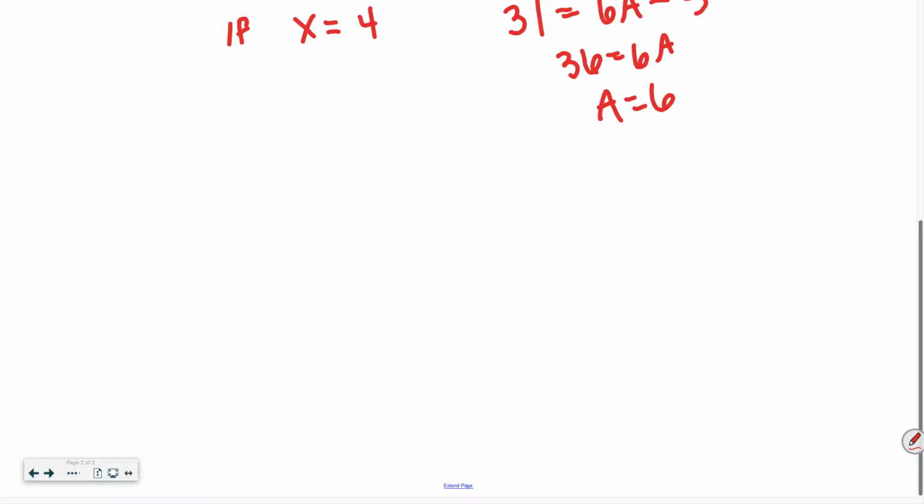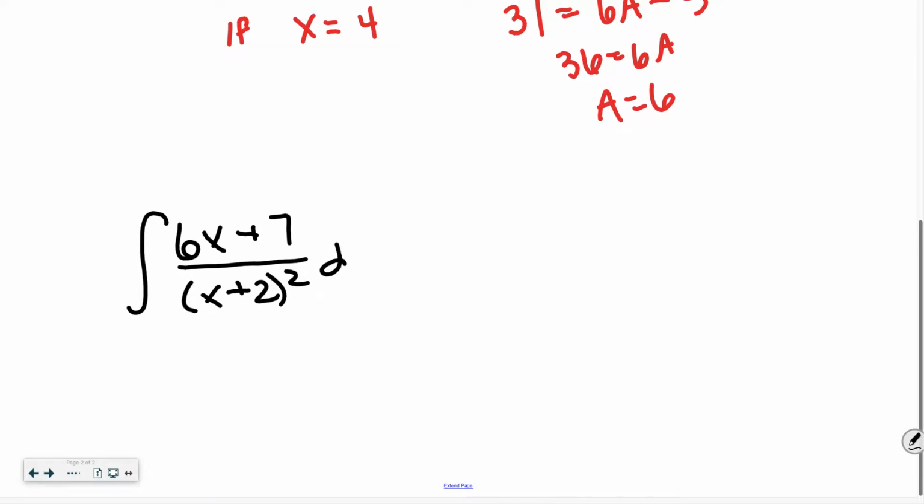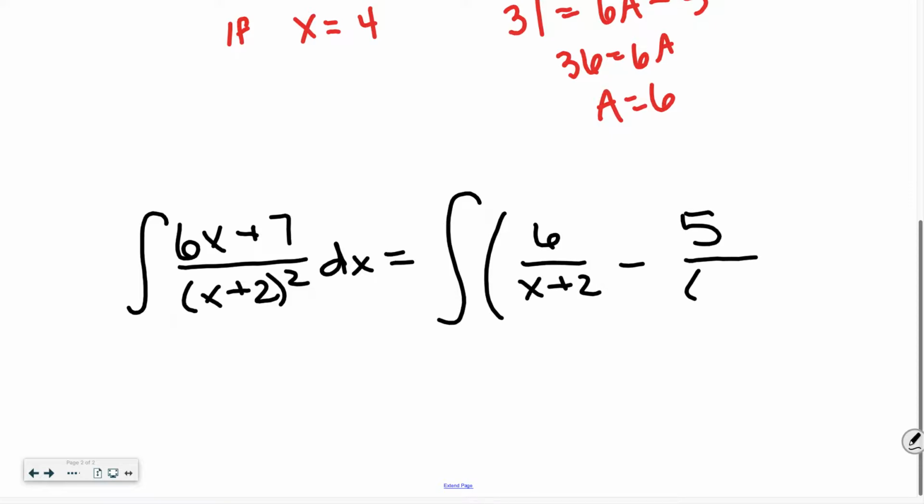Alright, so what did we do? We took the integral of (6x plus 7) over (x plus 2) quantity squared, dx, and we decomposed that fraction, partial fractions, to get 6 over x plus 2 minus 5 over (x plus 2) quantity squared. Okay, please do not be this person who writes the natural log of (x plus 2) squared. Don't be that person, because that's not what the antiderivative is.